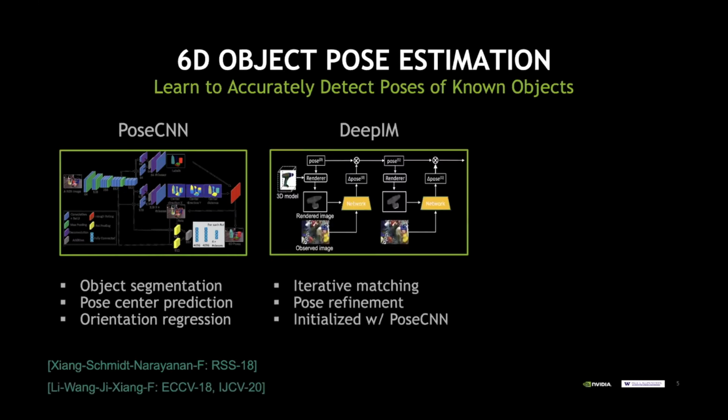Another line of work that I want to mention is DeepIM, a technique that uses this idea of iterative matching, which is somewhat related to, you could imagine, iterative closest point, but in this case, it's actually a deep network that is trained to match rendered 3D object models against images, and it outperformed by a significant margin previous techniques based on this notion of iteratively matching rendered models into the scene. And that now is also working with depth and color information.